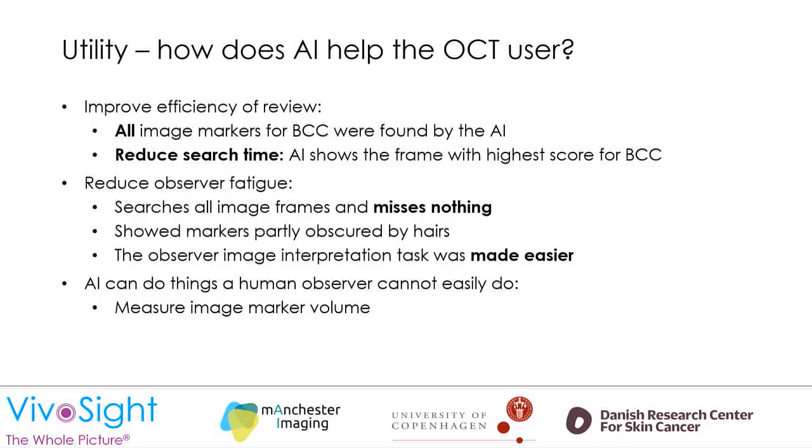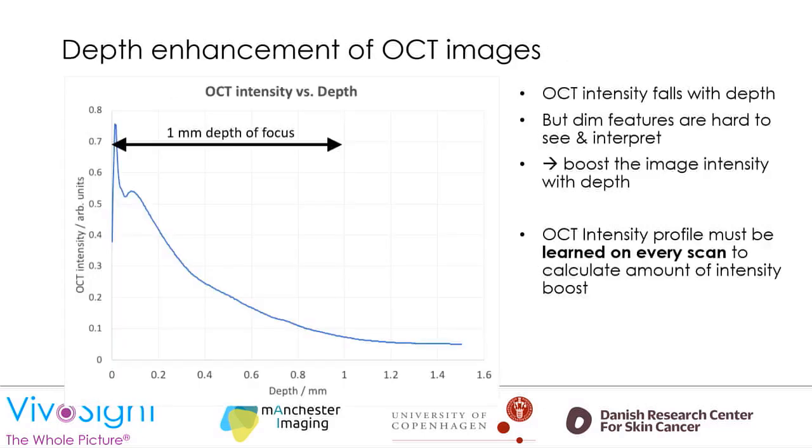So some of the things that we found from these initial results were that first of all, the tool found all of the BCCs, which was very good, but it also reduced the search time because the AI immediately showed the frame with the highest score for BCC. So that was a help to the user. It, of course, searches all the image frames and misses nothing, and it generally made the image interpretation task somewhat easier. And it can also do a thing that the human observer cannot easily do. In other words, it can measure the volume.